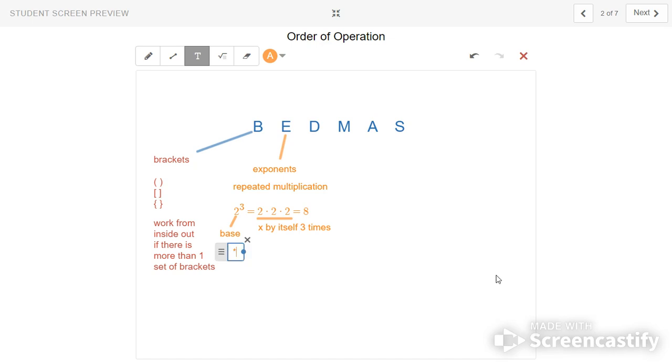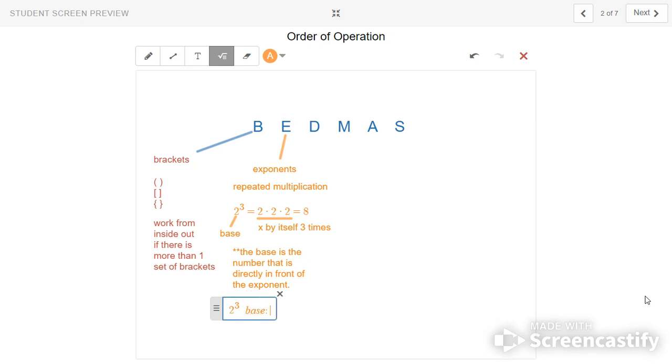Just a few notes about exponents. We said that exponents is multiplication. We also said that exponent is the base multiplied by itself exponent number of times. But let's clarify what the base is. The base is the number that is directly in front of the exponent. So for example, if I have 2 to the power of 3, my base here is 2.